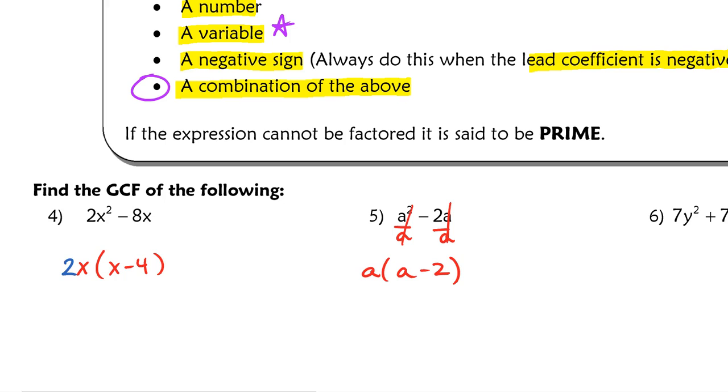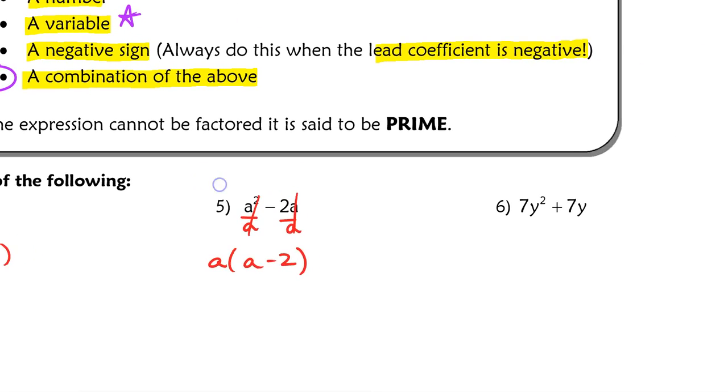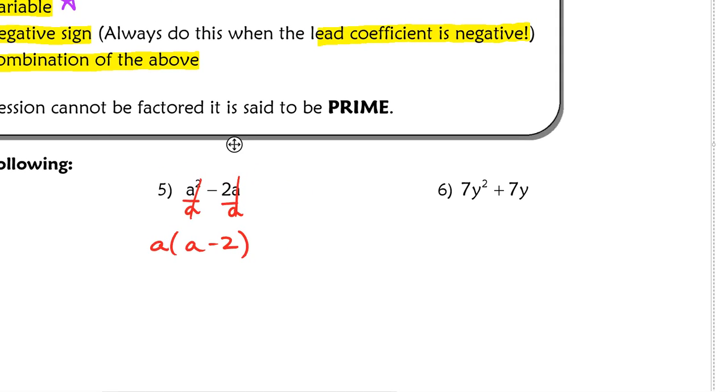Now for the last problem here, number 6, again we're going to take it one piece at a time. Let's look at the number part first. When I look at 7 and 7, obviously the GCF here would be 7. So I'm going to pull that 7 on the outside of the parentheses. Then I'm going to look at the variable part. Here I have a y squared, here I have a y. So again, in common, I can pull out at least one y from both of these terms.